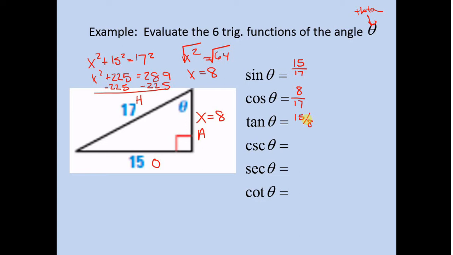With me so far. So I have opposite over hypotenuse, adjacent over hypotenuse, and opposite over adjacent. Okay, that's what we've been practicing already. Now, cosecant, secant, and cotangent is just flipped around. So cosecant is the same as sine except flipped. So I'm going to go 17 over 15. Notice how I flipped sine around because it's hypotenuse over opposite. Secant is cosine flipped around, which is 17 over 8. Okay? And then cotangent is tangent flipped around, so that would be 8 over 15.